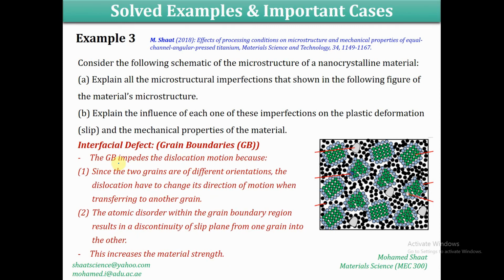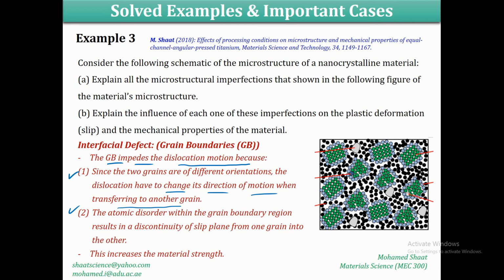Also, the grain boundary, as we discussed in chapter 7, impedes the dislocation motion. We said that the grain boundary works like an obstacle for the dislocation to leave one grain for another grain. Why? We mentioned two reasons for this. One reason is that the two grains are found side by side, so the dislocation has to change its direction of motion when it transfers to another grain because of the misorientation. We have one grain with a specific crystallographic direction, and the slip direction in one grain will be different from the next grain.